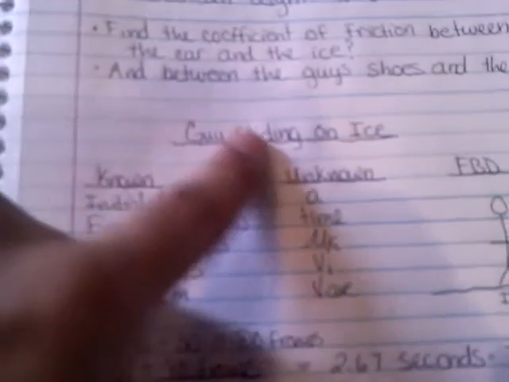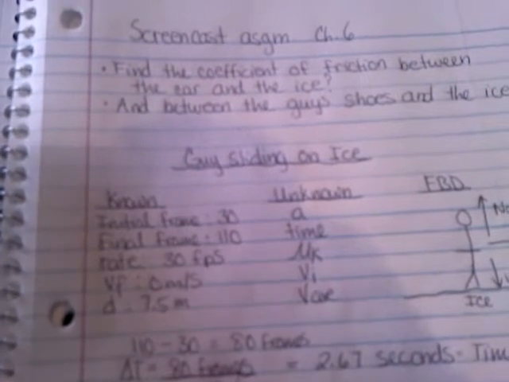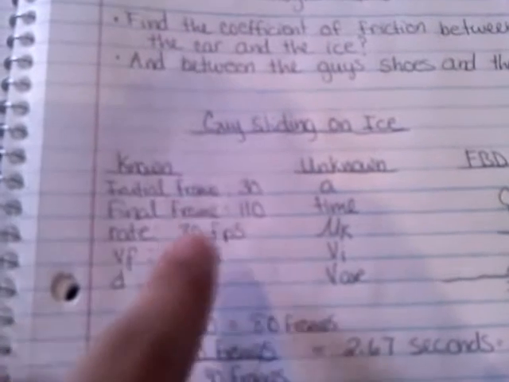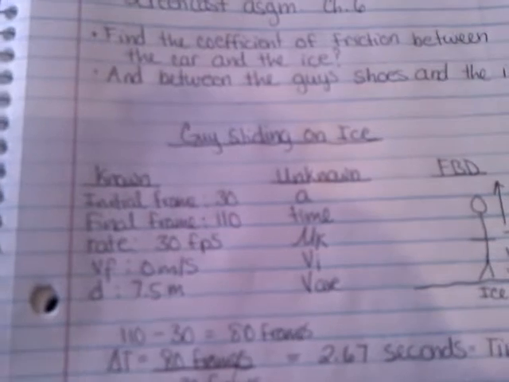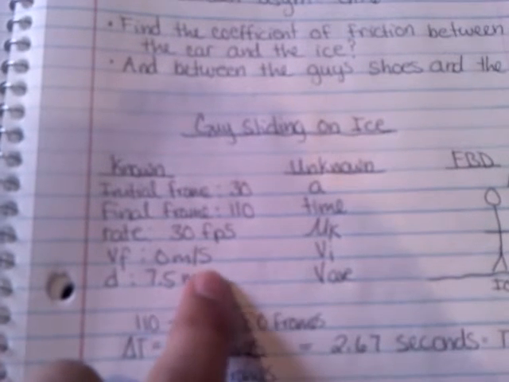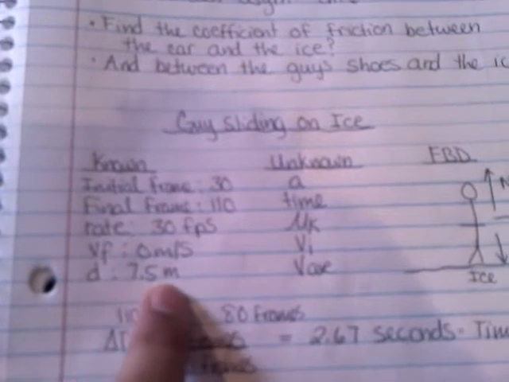So I started by listing all our knowns. I'm doing the guy sliding on ice first. The initial frame is when the man stops running and begins to slide. That initial frame was 30 frames, the final frame was 110 frames, when he came to a complete stop, and the rate was 30 frames per second. The final velocity is 0 meters per second because he comes to a stop, and the total distance that he slid across the ice was 7.5 meters.